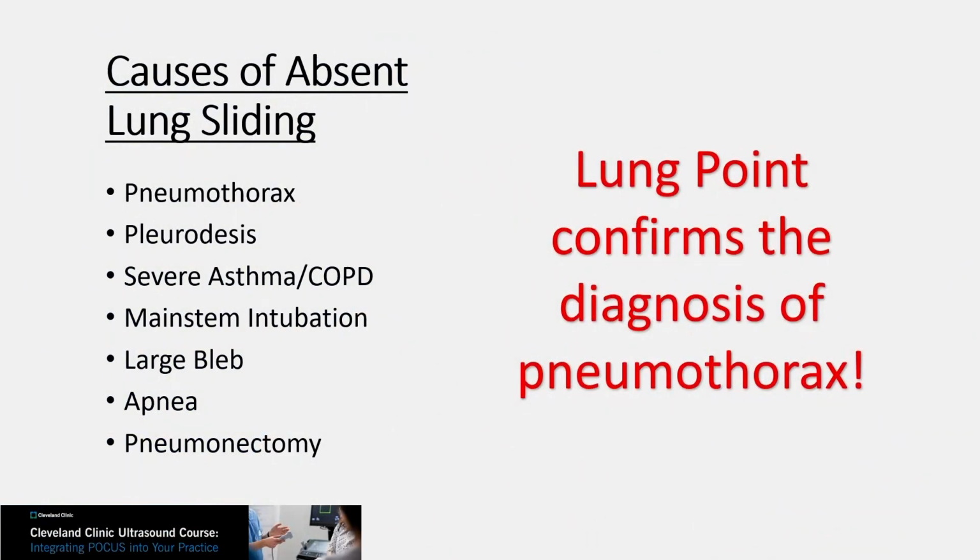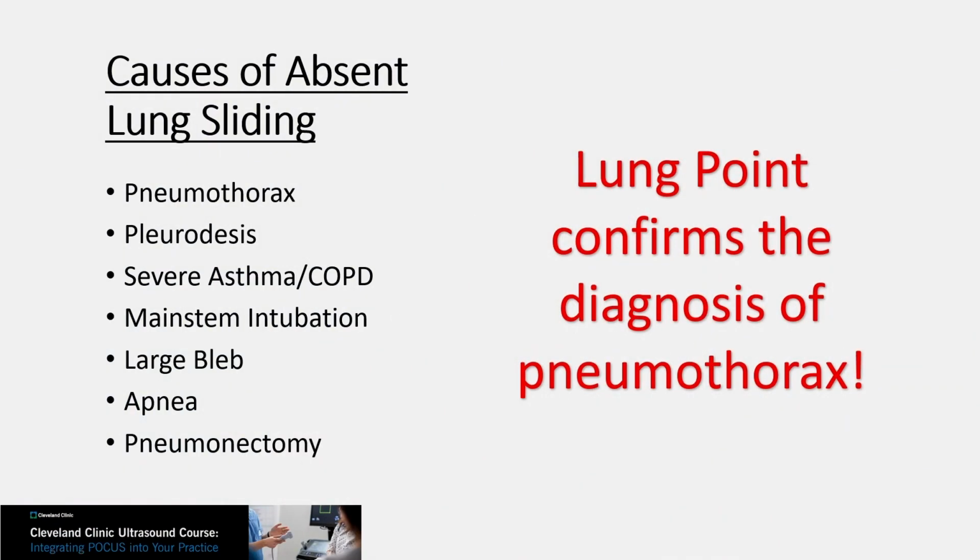Something to keep in mind are other causes of absent lung sliding. This can be in the case of a pneumothorax, which is only diagnosed with a lung point, pleurodesis, severe asthma or COPD, a main stem intubation, a large bleb, apnea, or a pneumonectomy. So to recap that point, absence of lung sliding can be suspicious for a pneumothorax, however, not diagnostic. A lung point confirms the diagnosis of pneumothorax.